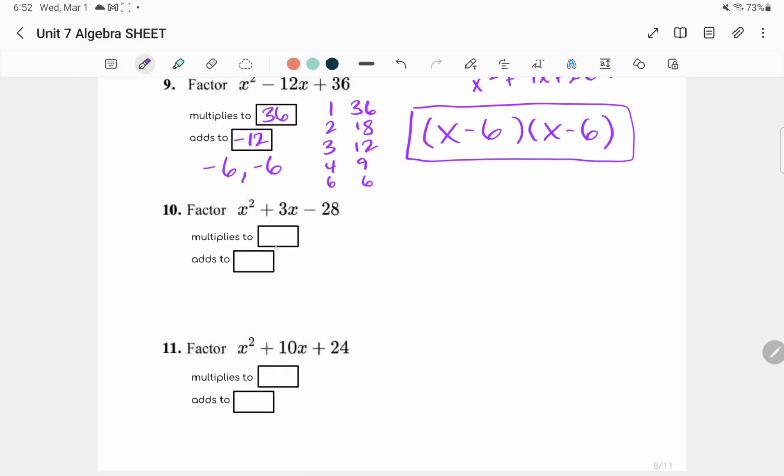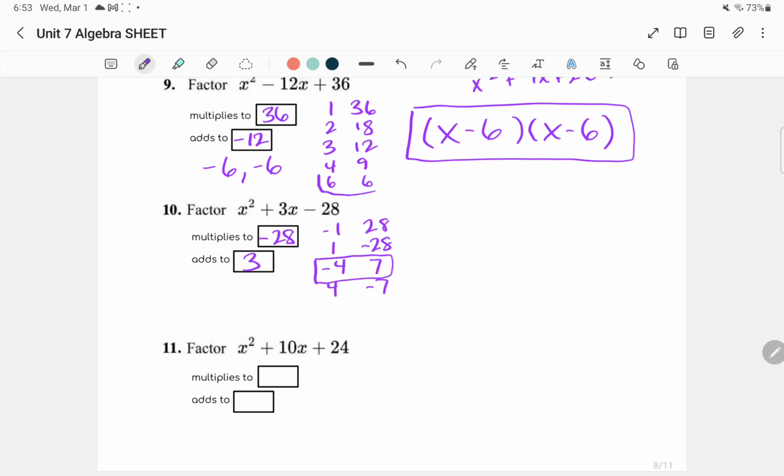So we're going to find what multiplies to negative 28 and adds to positive 3. So negative 28 is going to be a positive and a negative. So that's going to be 1 and 28, but let's make one of them negative. And now let's make this positive 1 and negative 28. Those do not add to 3 though. So now let's try negative 4 and 7 and positive 4 and negative 7. So now which one of these adds up to positive 3? So my positive number has to be bigger. So it has to be this one right here.